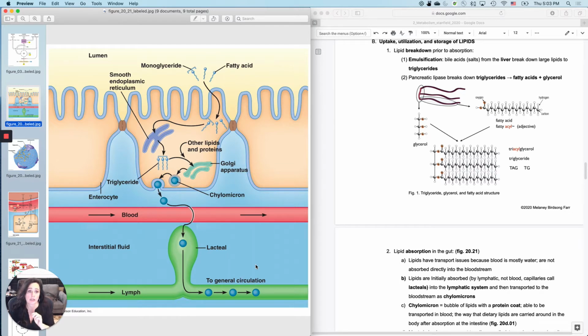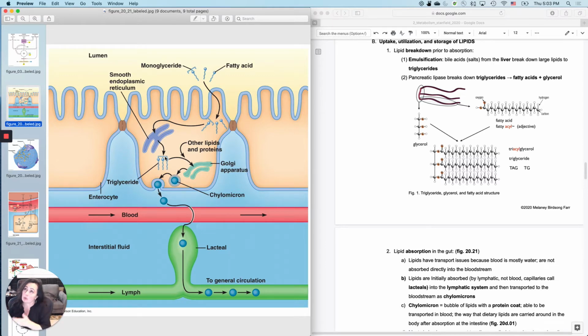But first, the one thing that I need to tell you that actually has to happen before you can absorb a lipid is that you need some bile acids or bile salts produced by the liver to break down larger lipids into triglycerides. I know that you're not super familiar with the term triglyceride for most of you. That's okay. Here is a triglyceride right here. I'll show it to you in a little more detail in just a second.